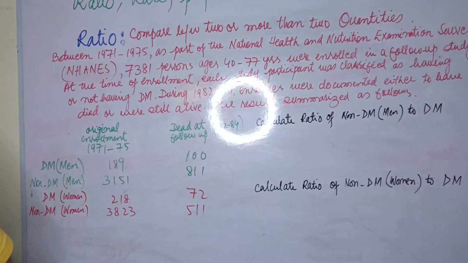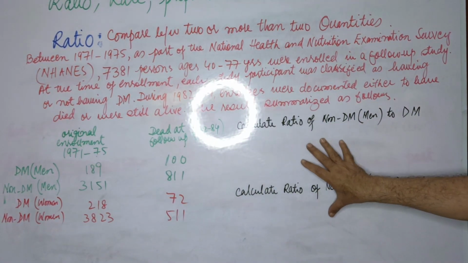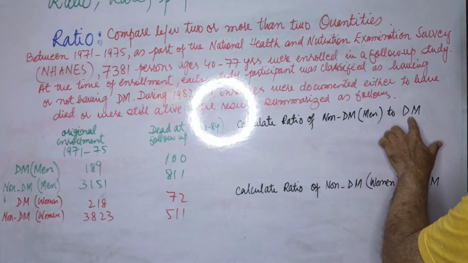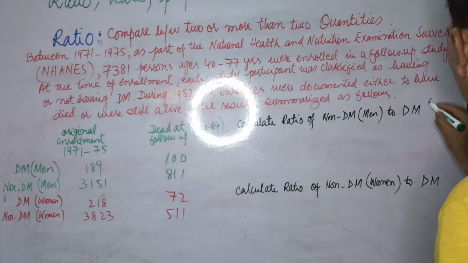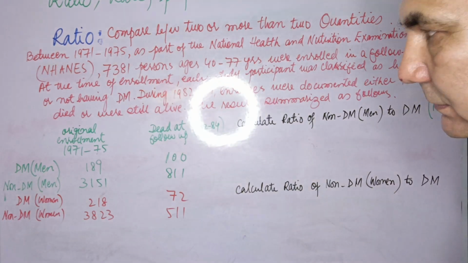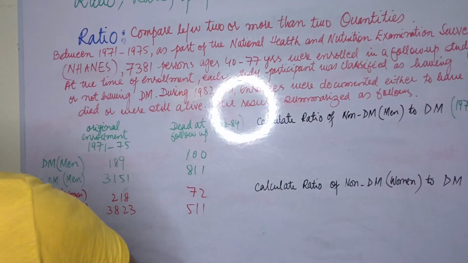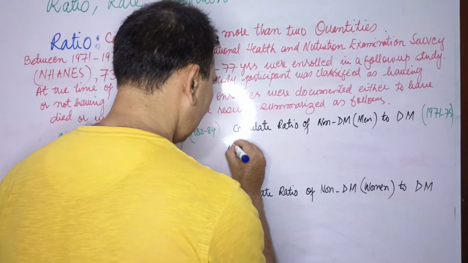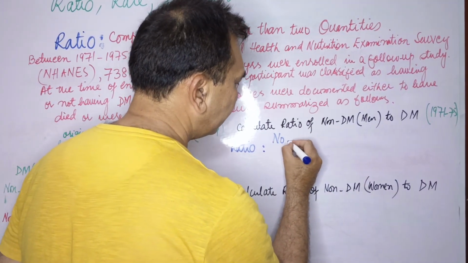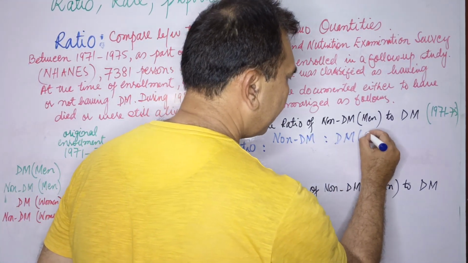Now two questions are asked here. First, calculate the ratio of non-diabetic mellitus men to diabetic mellitus men in the 1971 to 75 original enrollment survey. So we will find the ratio between non-DM men to DM men.